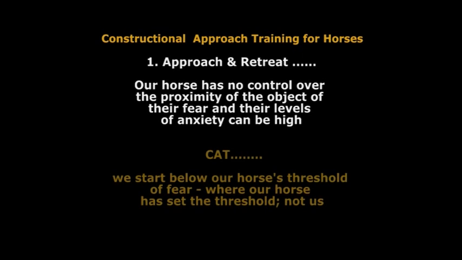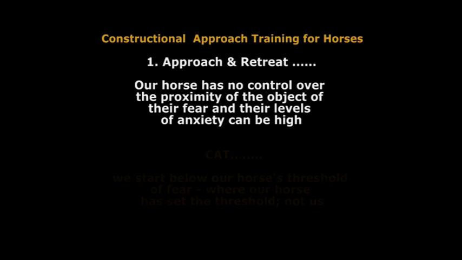In CAT, we start below the threshold of fear. You remember, that place where our horse is feeling the presence of the object of fear, but is at a safe enough distance away from that object not to want to run. Now remember, our horse has set the threshold, not us. This allows our horse to set the proximity of the object of their fear.